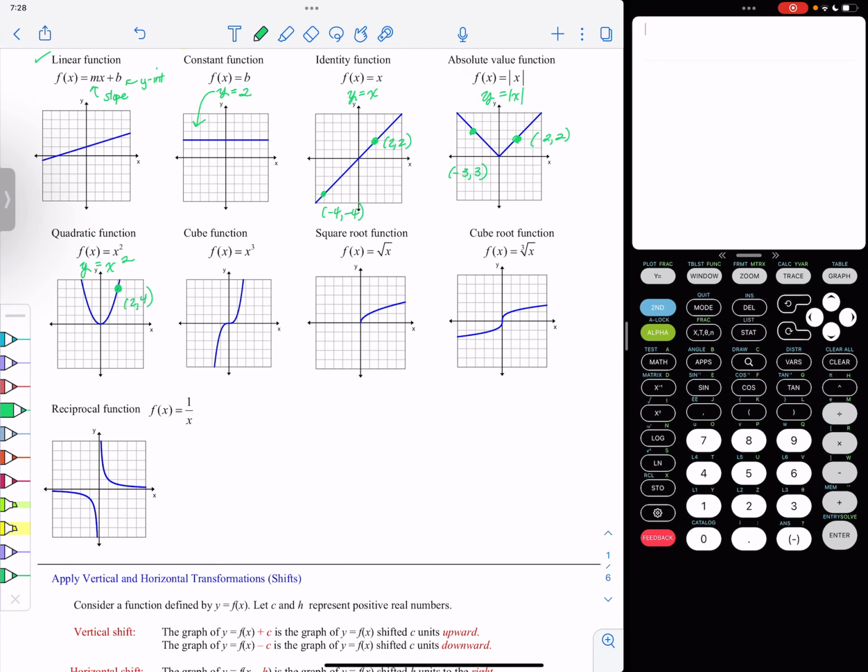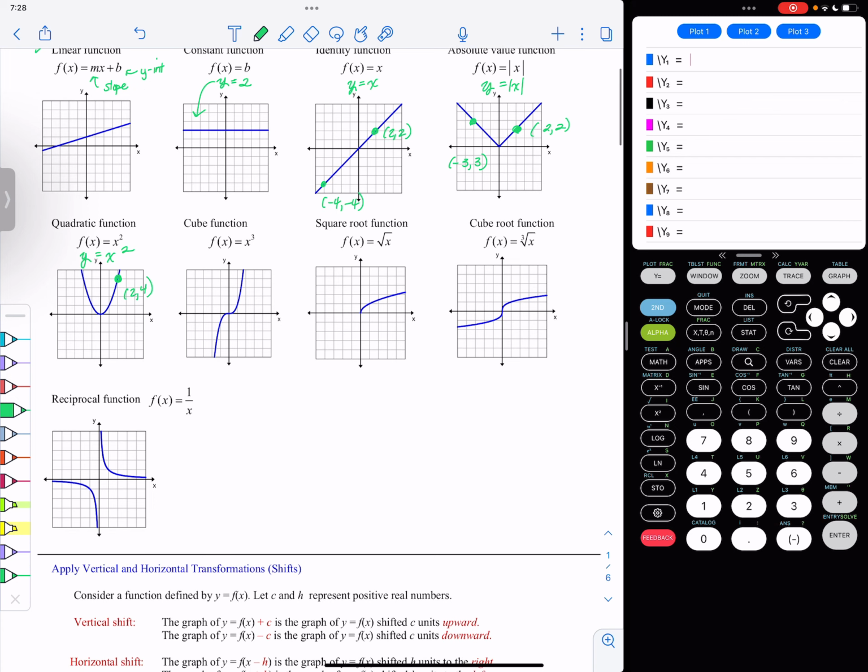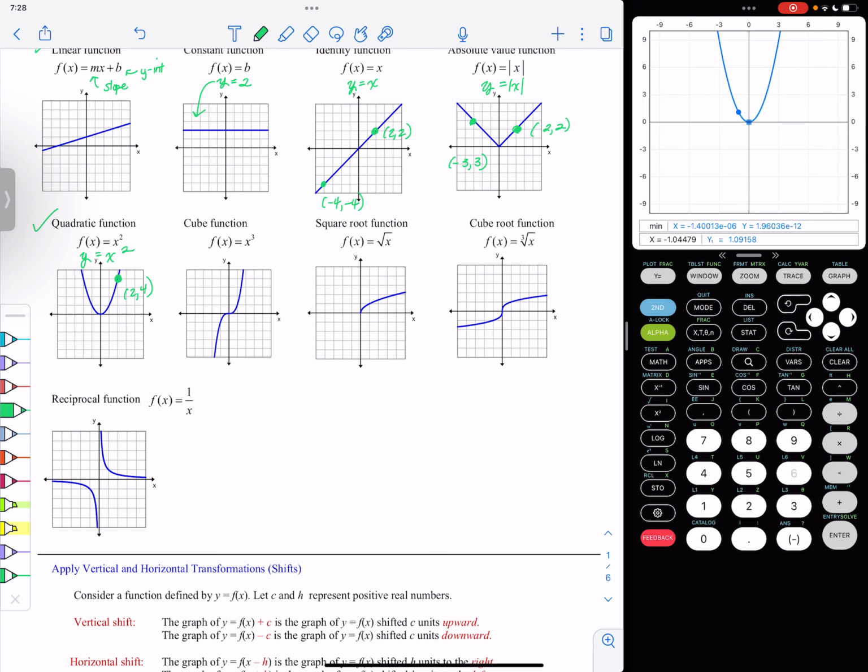You just want to press the y equal button, and I'll show you how to put, let's say, the quadratic function in. So that's y equals x, and then you can press this x squared button here. I use Zoom 6 so that it gives me a 10 by 10 window. On this calculator, I can pull the screen down a little bit.